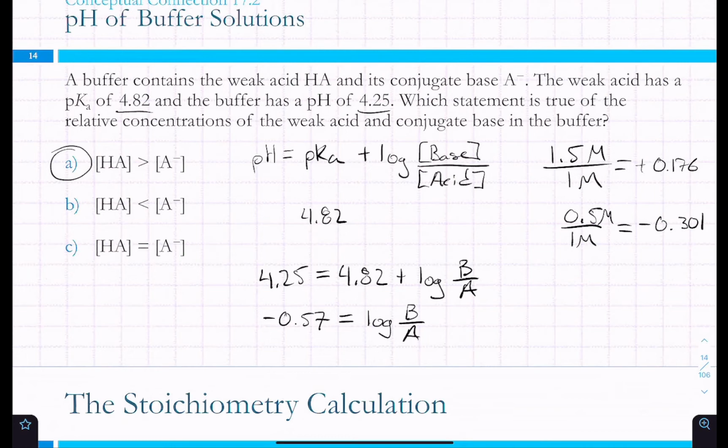So if I do 10 raised to the negative 0.57, our ratio of base to acid is going to be 0.269. So there's roughly 4 times as much acid as there is base. Or, yeah, one quarter of the amount of base as there is acid.